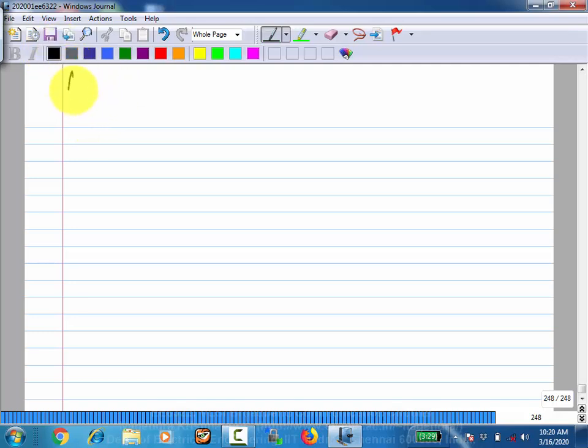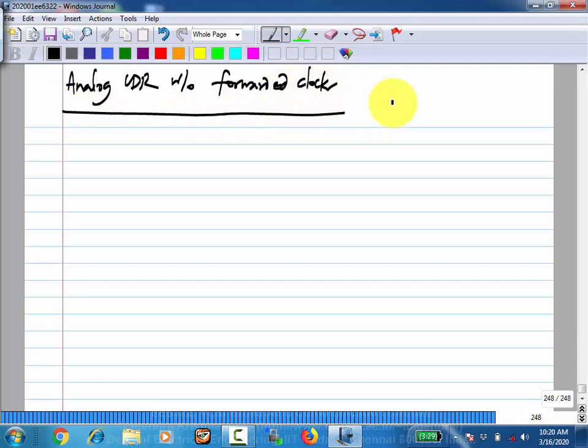So now, if you look at the analog CDR without forwarded clock. By the way, we can get the digital CDR without forwarded clock by reasoning it out from scratch, but we've already done the work to derive the analog CDR. We can kind of follow the same thing. Okay. This is a bang bang phase detector.